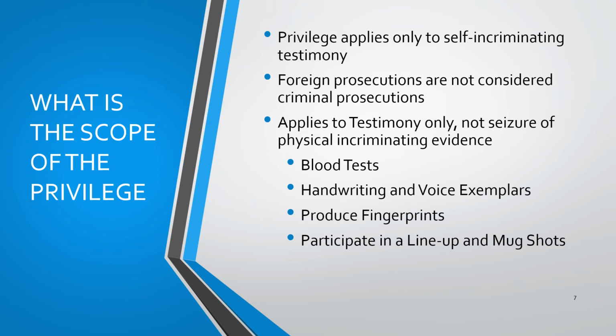The court stated that the privilege against self-incrimination guaranteed by the Fifth Amendment extends not only to answers that would in themselves support a conviction under a federal criminal statute, or a state statute for that matter, but also to those which would furnish a link in the chain of evidence needed to prosecute a person, in this case Hoffman, for a federal crime.